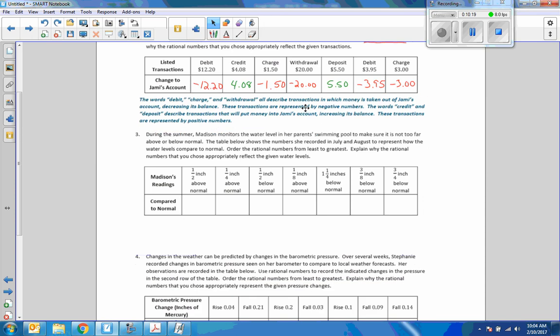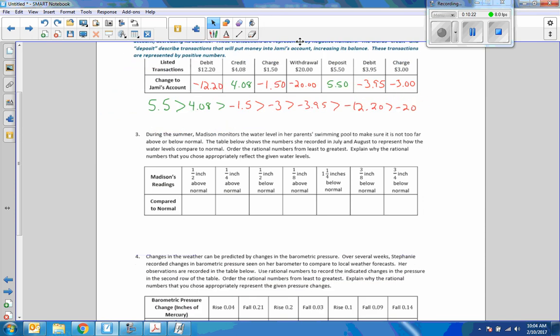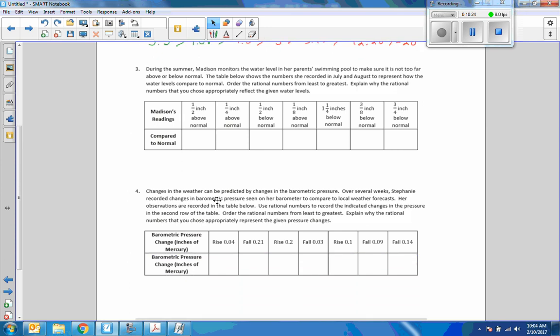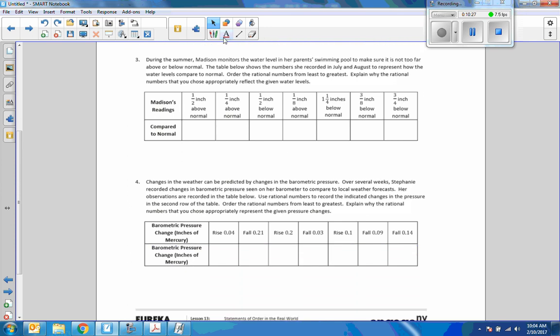So now this is the way of the question, so I'll just slide this up out of the way here. Okay, and number 3. During the summer, Madison monitors the water level at her parents' swimming pool to make sure it is not too far above or below normal. The table below shows the numbers she recorded in July and August to represent how the water levels compare to normal. Order the rational numbers from least to greatest, underline what they're asking for, and explain why the rational numbers appropriately reflect the given water levels.